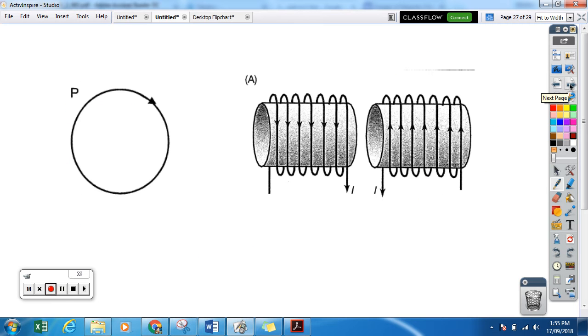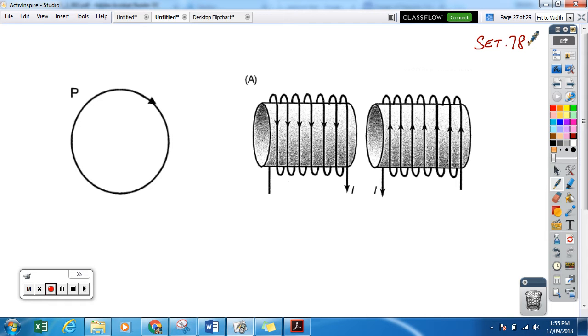Right, we're now looking at your first activity, which is set 78, the magnetic field around solenoids. This is question 1, and I'm going to introduce you to the right-hand grip rule for solenoids now.